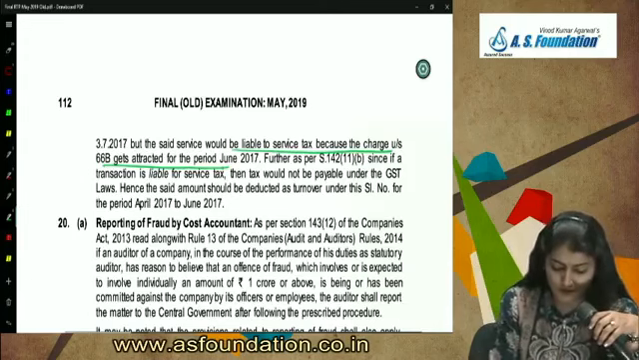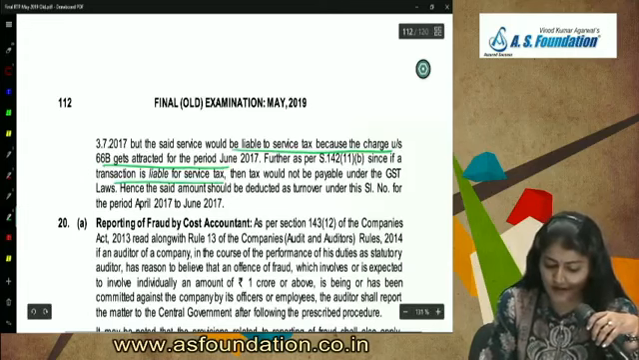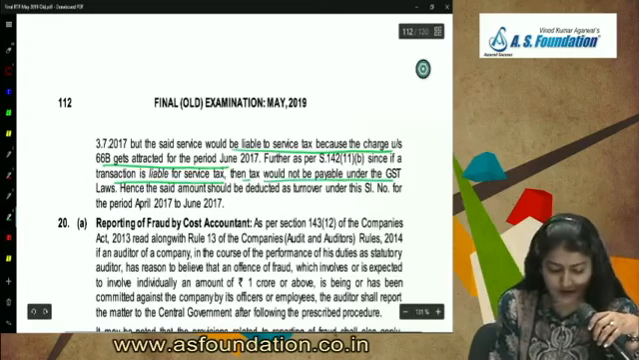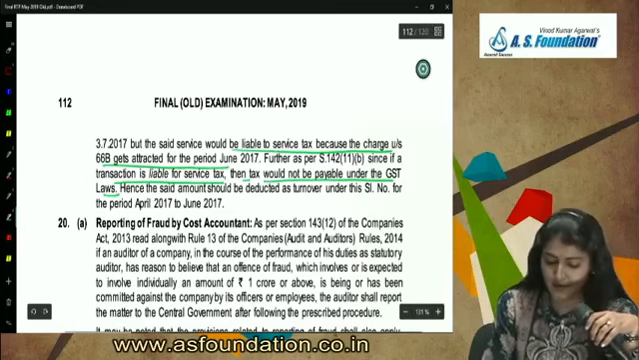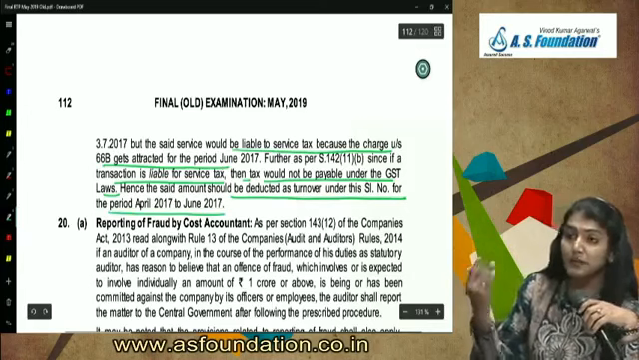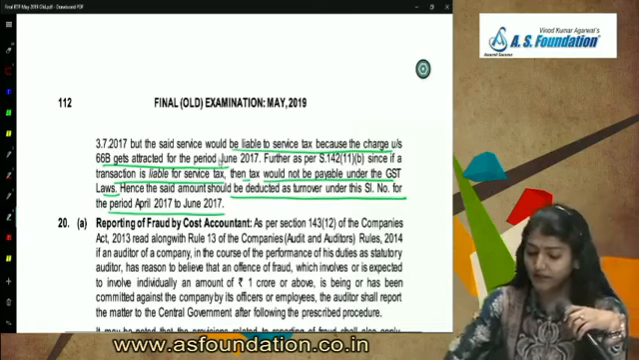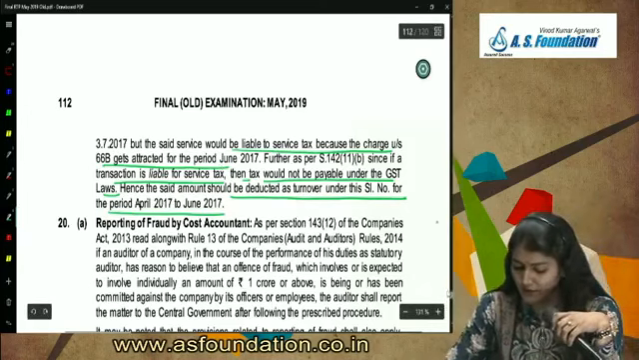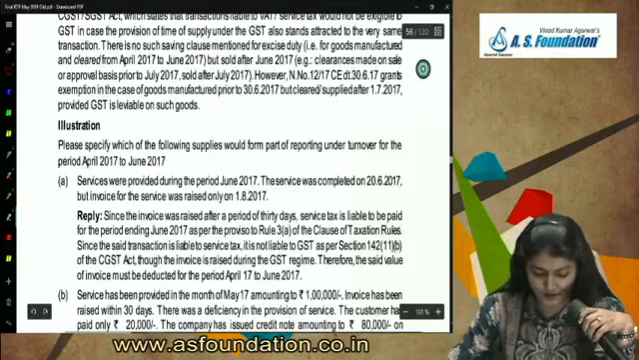Further, if a transaction is liable for service tax, then tax would not be payable under the GST law. Hence, the said amount should be deducted as turnover under this serial number for the period April to June. Right, so only the last one, what does it say? It has to be reduced from the turnover.